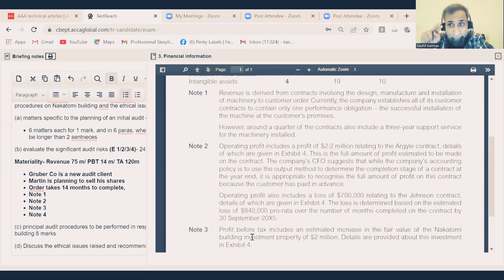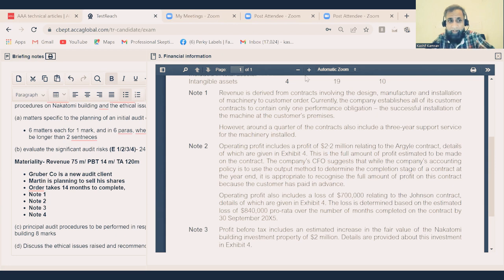So do we have two performance obligations here? One performance obligation is installation of the machinery, right? And one performance obligation is 3-year support service, 1/4 of the contract. So is there a risk that the 3-year support service is recorded early? The revenue from the 3-year support service is recorded with the other revenue early. Is that the risk?